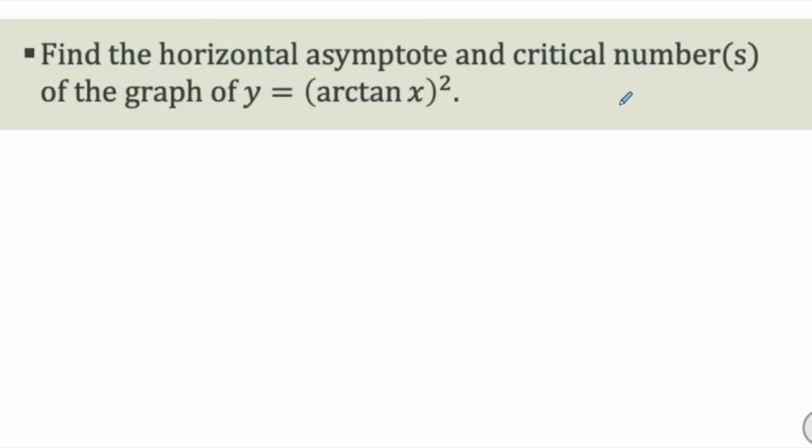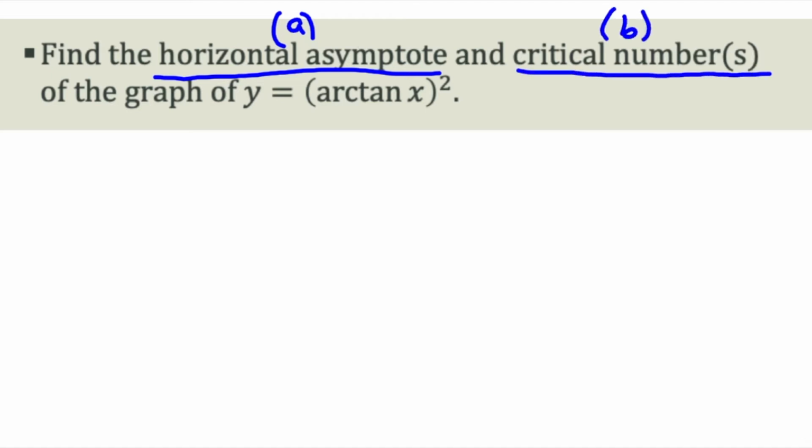Alright, next problem. Find the horizontal asymptote. So we'll do these in two parts. The horizontal asymptote, that'll be my part A. And the critical number or numbers, there could be more than one. That'll be my part B. Of the graph of y equals arctan x, that whole quantity squared.